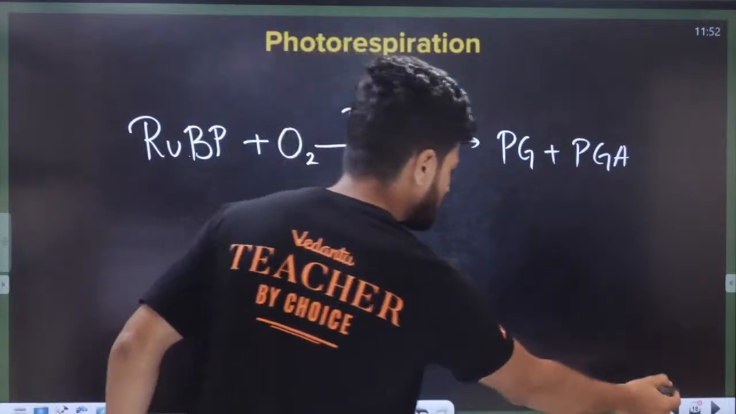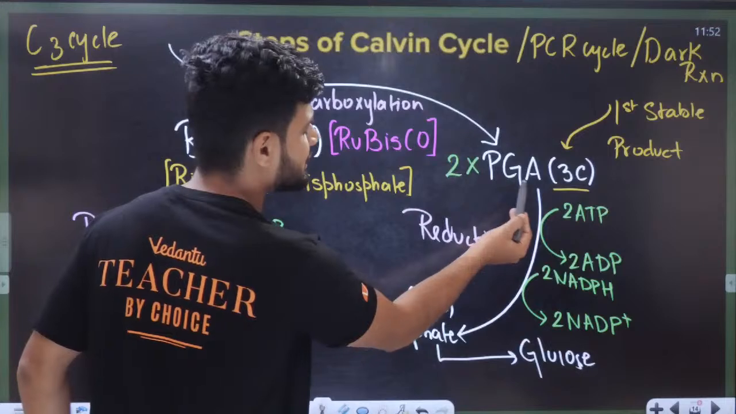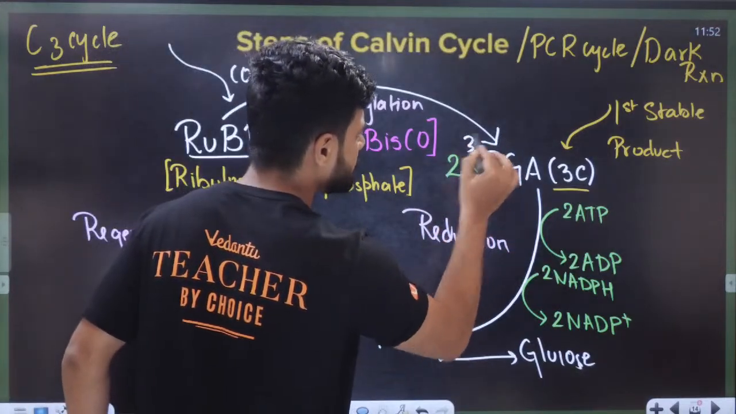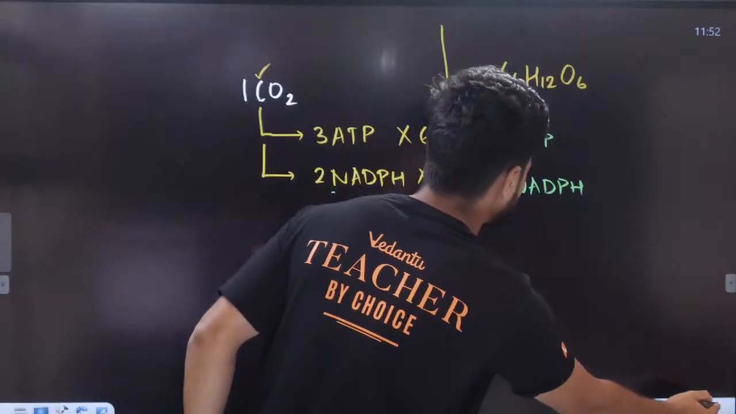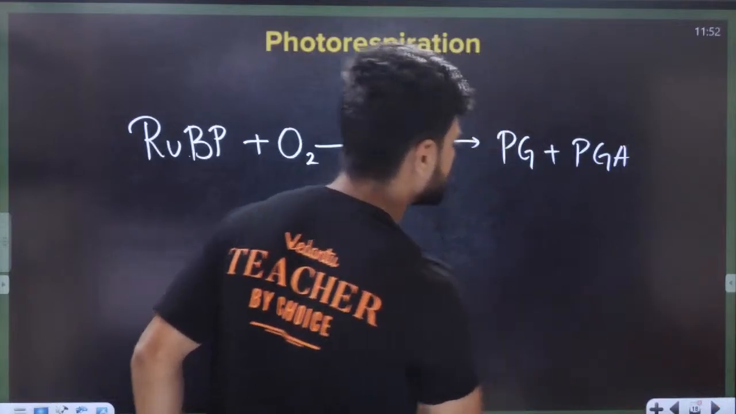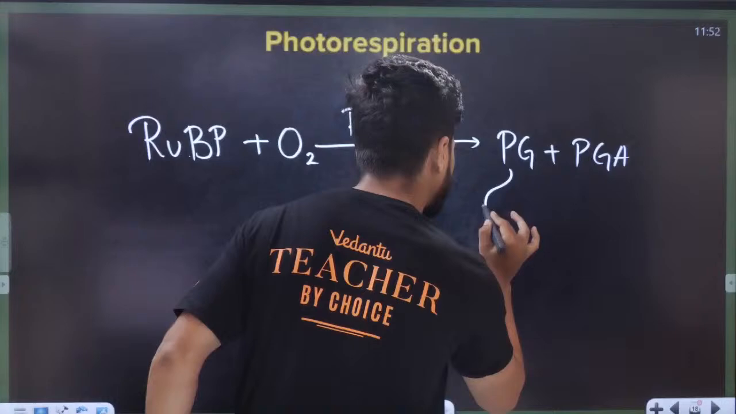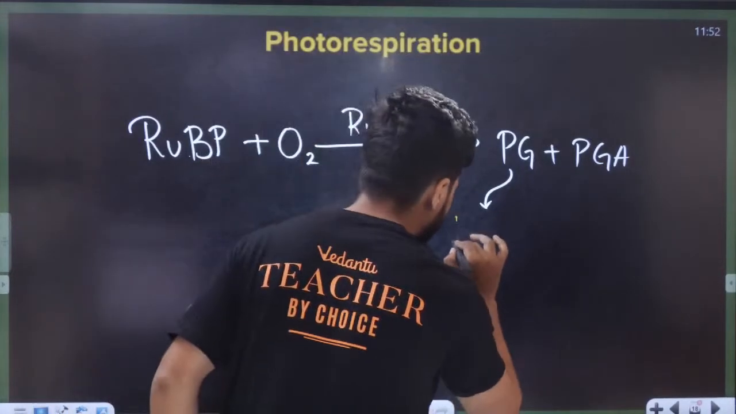What is PGA? Same thing we learned right here: phosphoglyceric acid, 3-phosphoglyceric acid. Again we'll get PGA. Now what is this PG? This PG is nothing but phosphoglycolate.